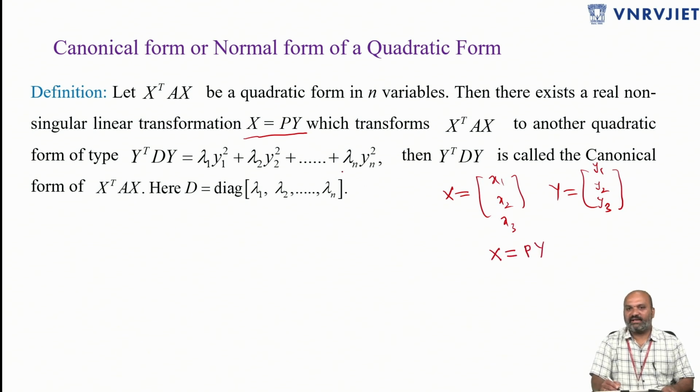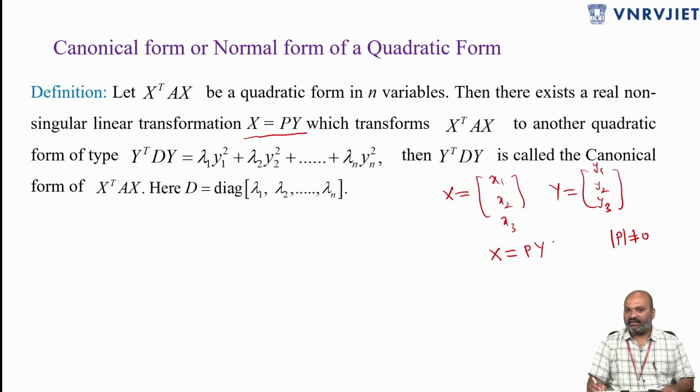What is P here? P is a real non-singular matrix. What does non-singular mean? Non-singular means the determinant of the matrix P is non-zero. In other words, we can say the columns in the matrix P are linearly independent. So here P is non-singular.